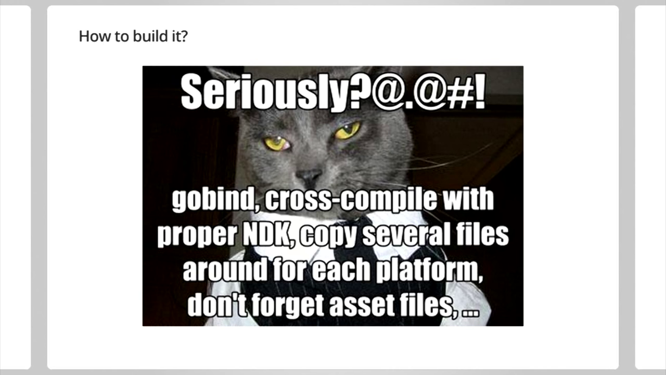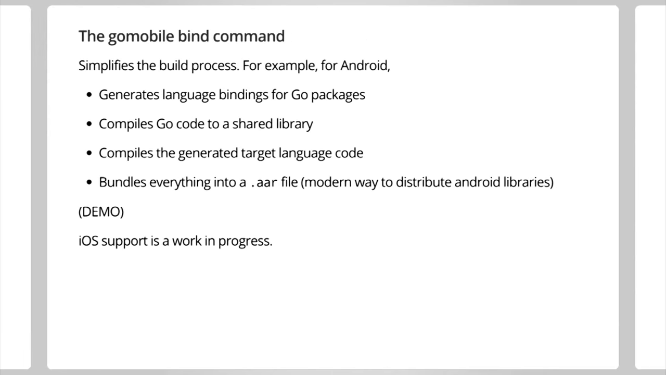But do you remember the Go mobile build tool? Here we have the same answer. We have a Go mobile bind command to simplify all the build process for this SDK app. For example, for Android, this Go mobile bind command generates language bindings, basically calling the Go bind command, compiles Go code to a shared library, also compiles the generated Java code with the Java compiler, and then bundles everything into an Android archive format file we call an .aar file.